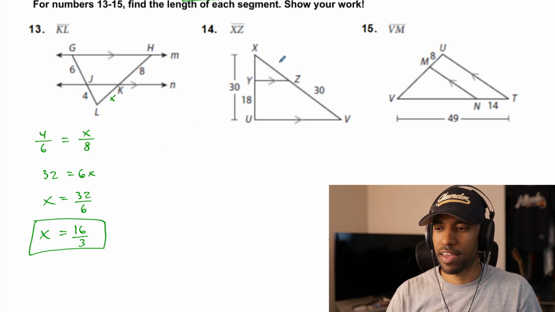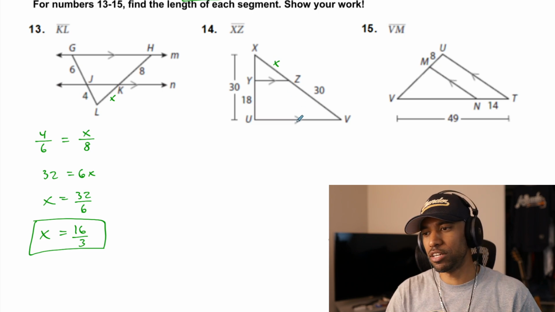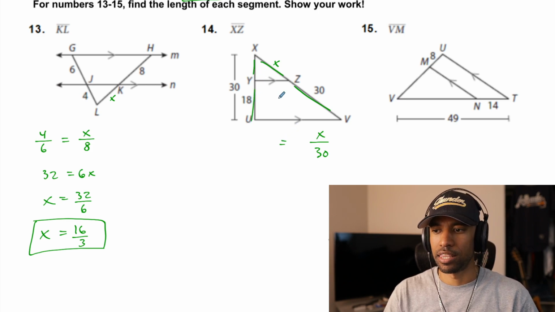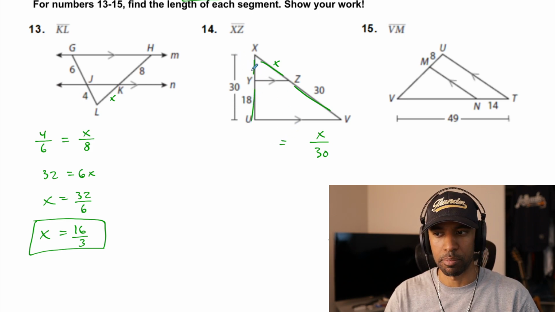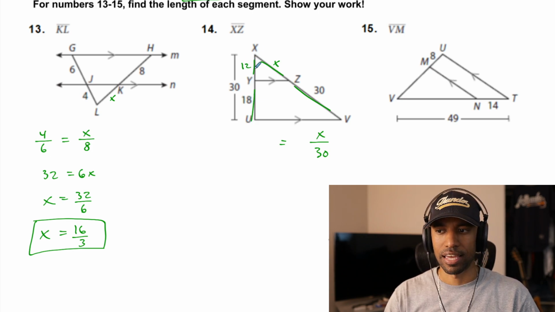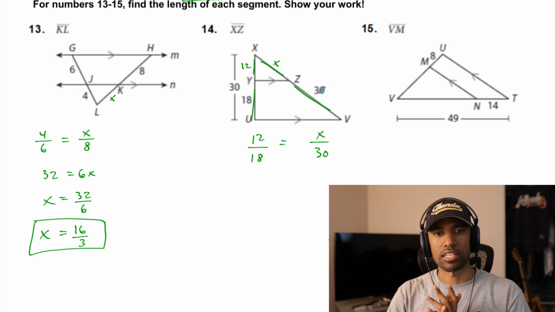All right, we've got to find the length of XZ right here. So if I put x here, here's where you've got to be careful. If I do something like x over 30 as one of my proportions, I've got to make sure I compare corresponding parts. The whole thing is 30, but not the little piece right here. What is this length? I do 30 minus 18, which is 12. That gives me 12 over 18, which is what I want.